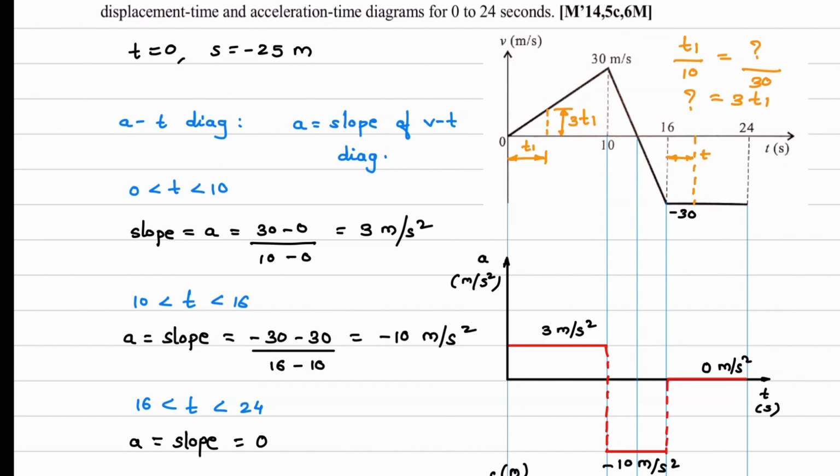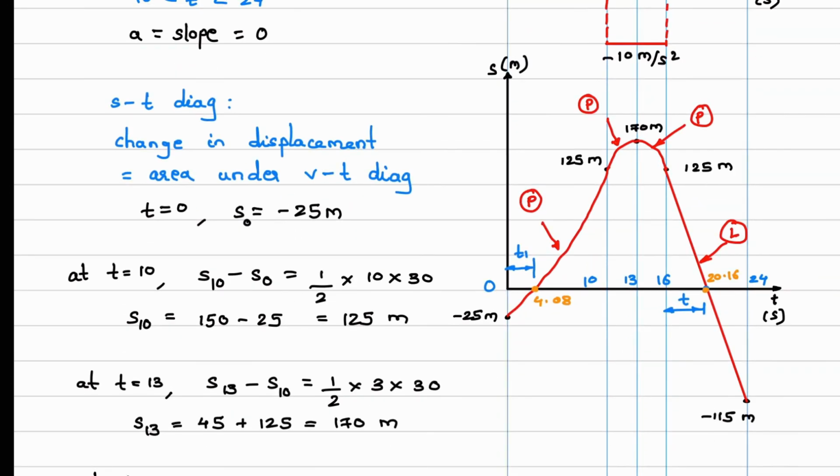Then the third part, when time is between 16 and 24. Here you can see velocity is constant. And what is acceleration? It is dv by dt. Now since velocity is constant, acceleration is what? Derivative of constant is 0. So acceleration is 0. So this is all about the AT diagram. That is the easy part. Next we will see the ST diagram.